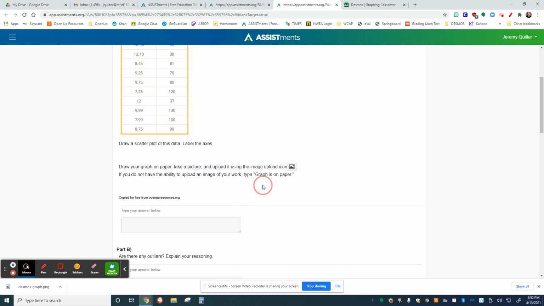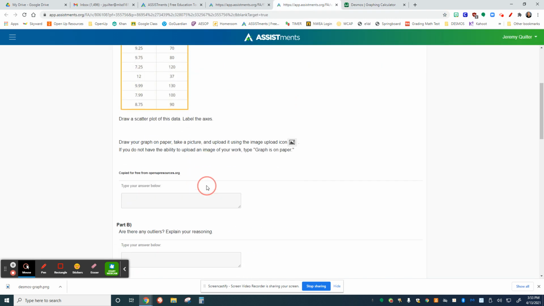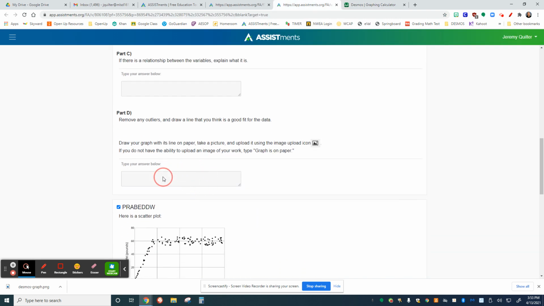So anything that's an outlier on your graph, go ahead and ignore it, and then continue to draw a nice line inside your data. I'm going to leave that up to you to do that, so I'm not going to show you how to do that. But then go ahead and export that image again, or take a screen capture and upload it here in part D.